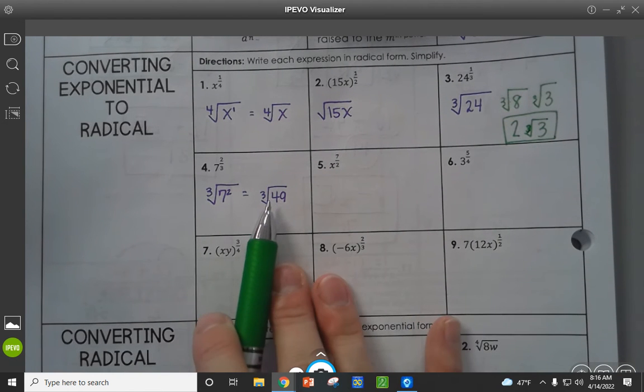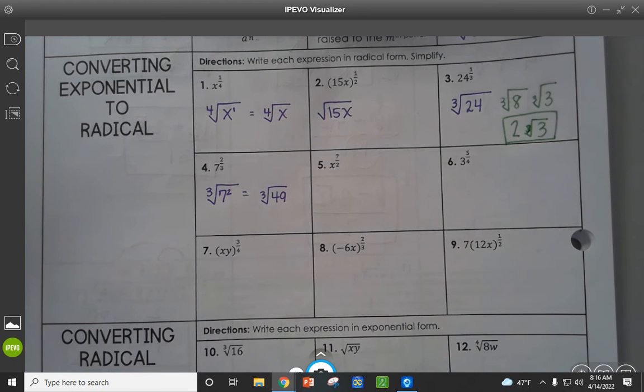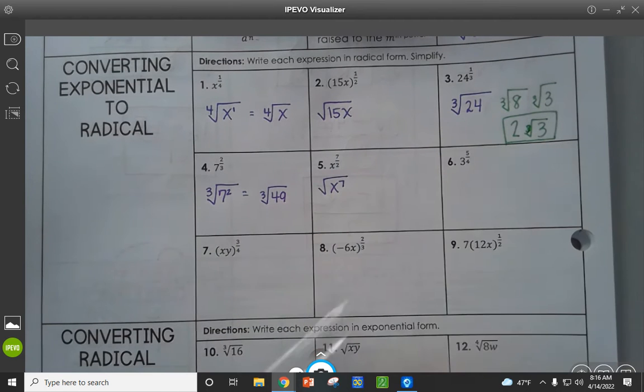Is there a perfect cube that goes into 49? There's not. 1, 8, 27, those don't go into 49. All right, number 5, we have what root? The square root of x to the 7th. Can we break this one down?